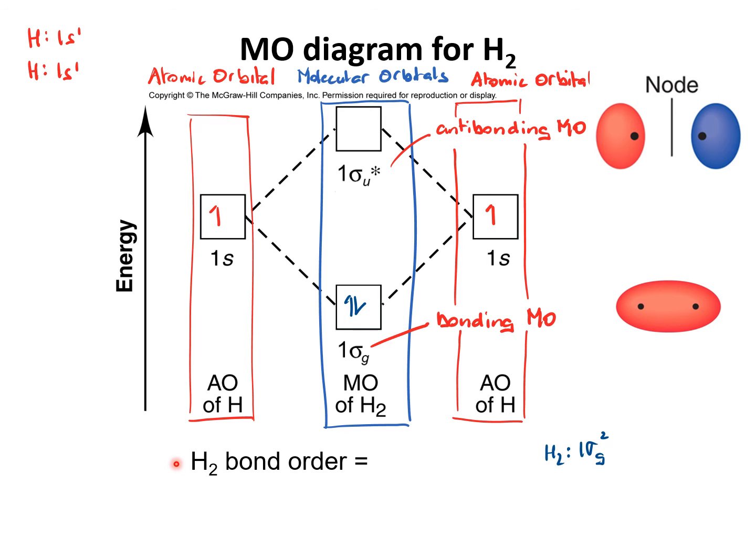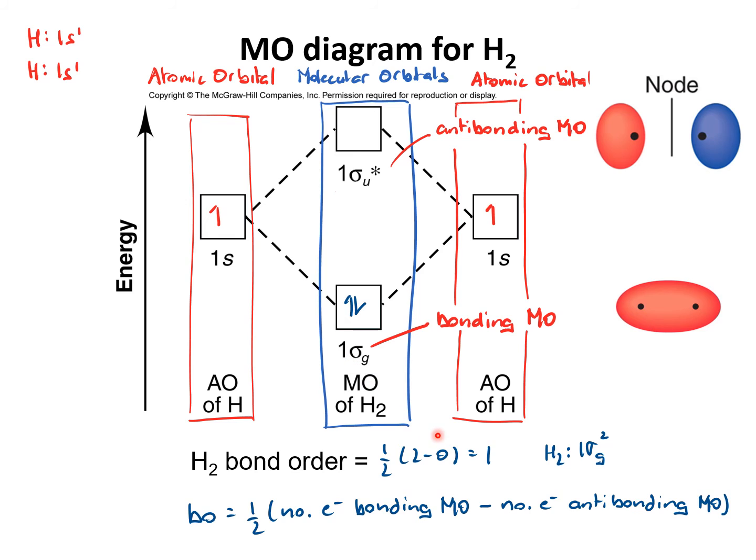Finally, we can also calculate the bond order of H2. And as you recall, the formula for bond order is 1/2 times the number of electrons in bonding MOs minus the number of electrons in antibonding MOs. In this case, that would give us 1/2 times 2 electrons in the bonding MO minus 0 electrons in the antibonding MO, giving us a bond order of 1.